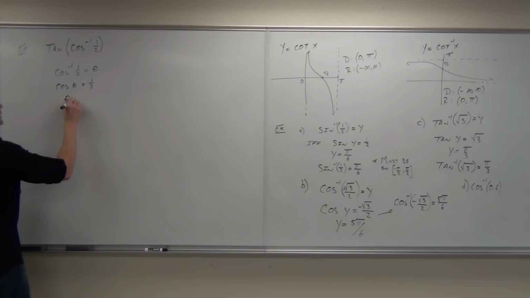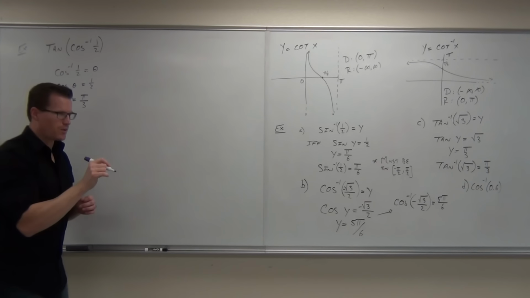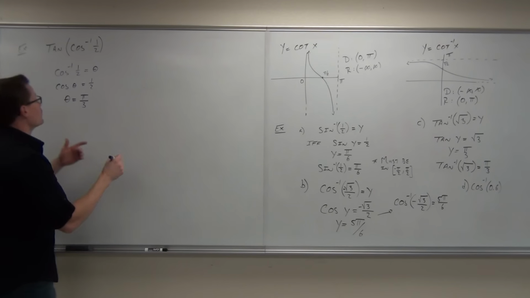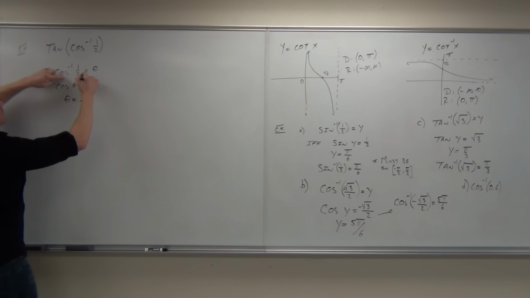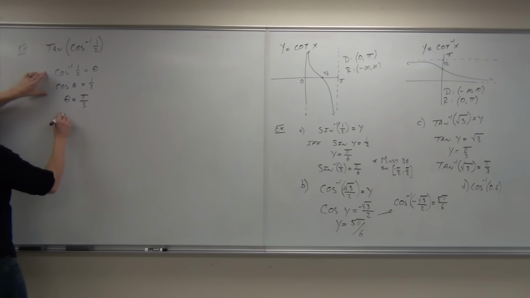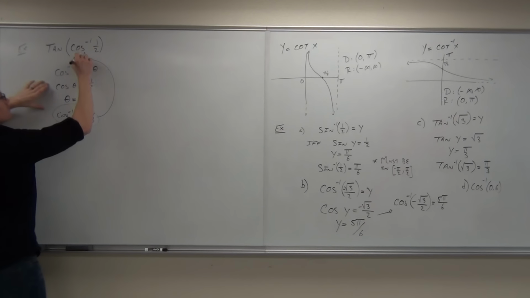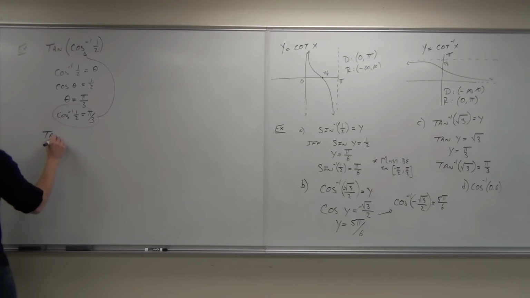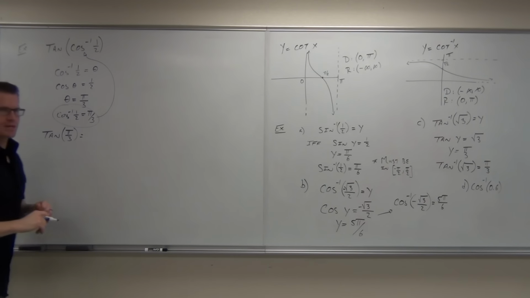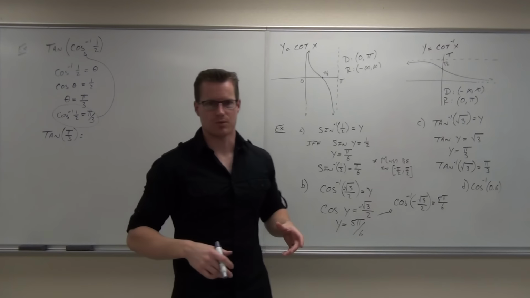So then theta would equal pi over 3. Are we okay with that one? You sure? Well, look at that. This is what we called theta. So we know that cosine inverse 1/2 equals pi over 3. That's what we know. This is what you put in here. Can you find tangent of pi over 3? How much is tangent of pi over 3?